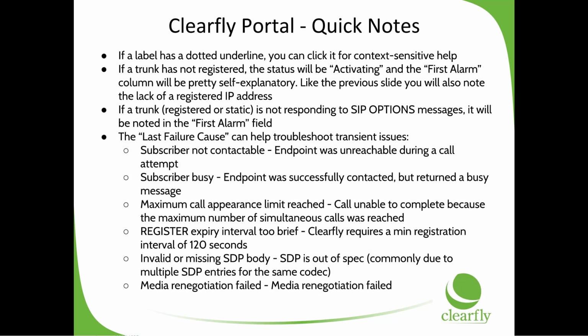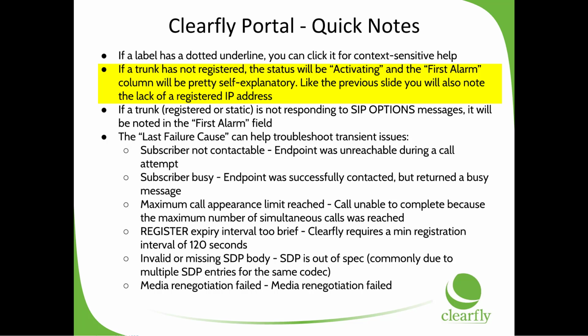Based upon feedback we've received in the past, I want to add a few quick notes about the Clearfly portal. First, if a label has a dotted underline, you can click it for context-sensitive help. Second, if a trunk is not registered, the status will be activating, and the first alarm column will be pretty self-explanatory.